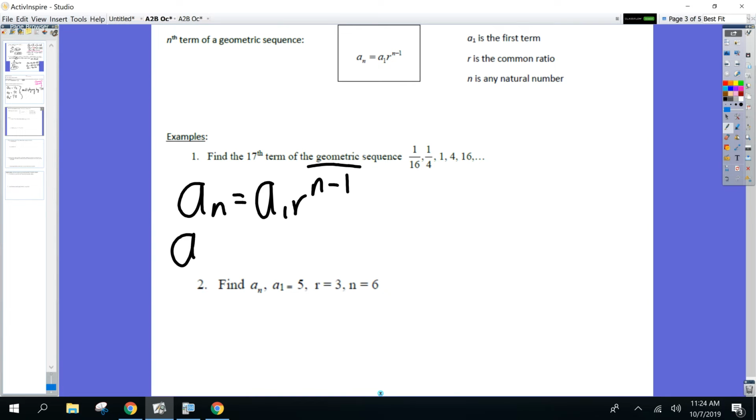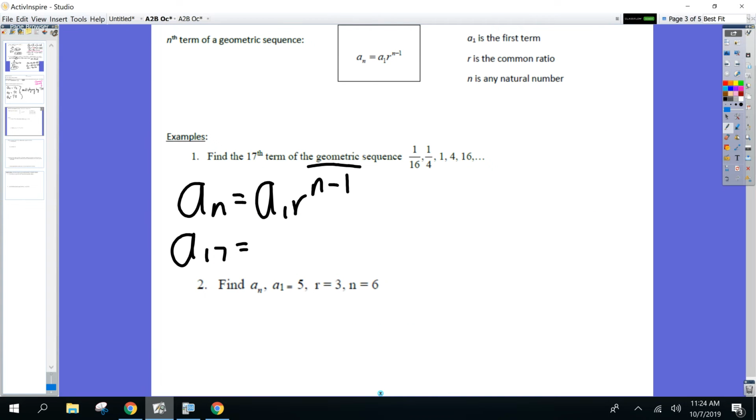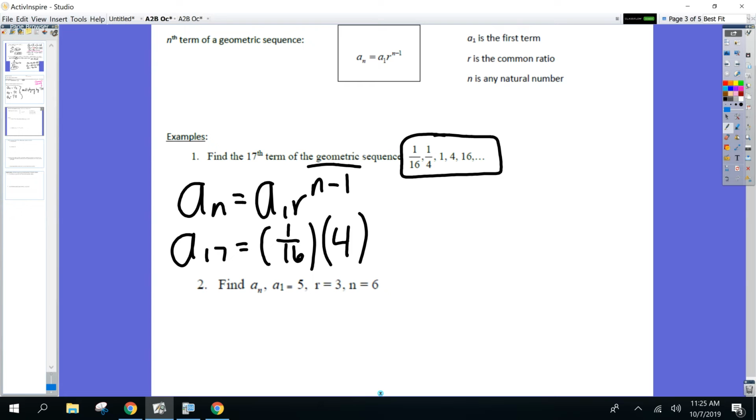So I'm finding the 17th term. Help me fill everything in now. Here we go. 15. We have a 15. Okay, here we go. Perfect. First term, 1/16. R value, which means what am I multiplying everything by to get to the next term? You're multiplying it by 4. Look at the sequence here. Even if you don't know 1/16 to 1/4, I got 1/4 to 1 here. So my R value is 4. Raised to, what did we just plug in for N on the other side? So it's going to be 17 minus 1.